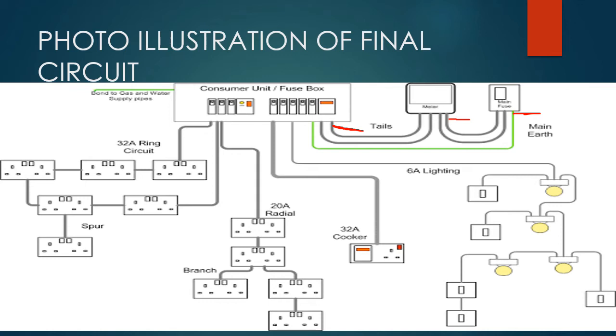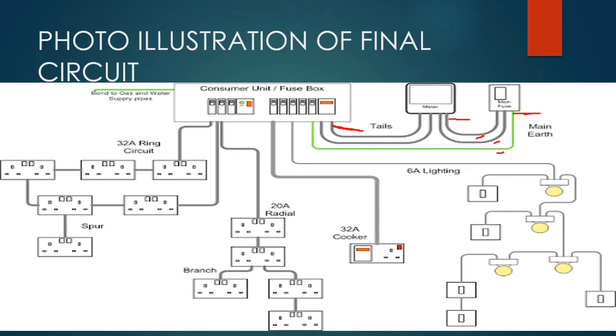Now in our installation, we have three wires. The first wire is live, the second wire is neutral, and the wire that is green is earthing. The earthing will move from the cutout up to the meter box, and then the live and the neutral.